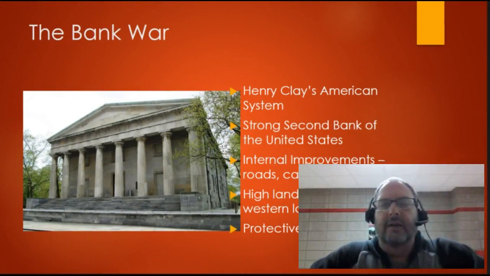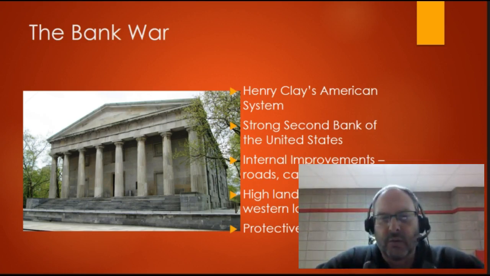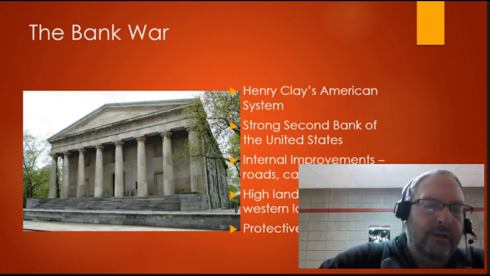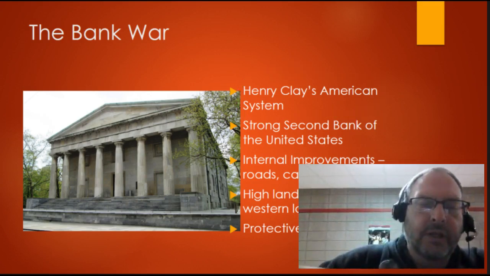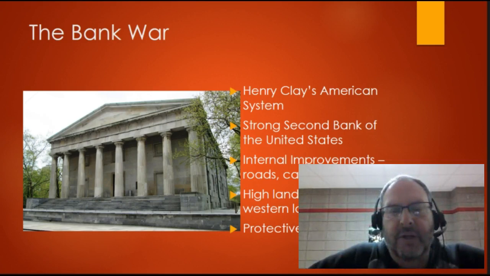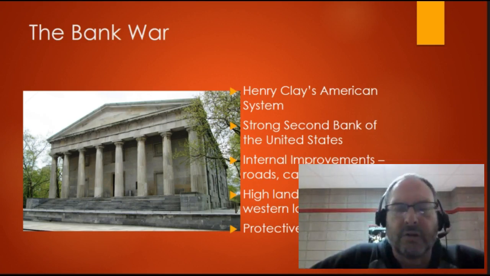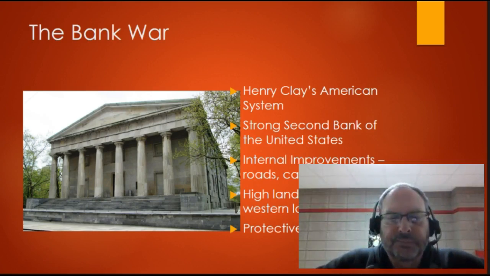So here's what Clay platformed on. Every candidate has a set of beliefs or issues that they think will get them elected president. Henry Clay's was called the American System. And under this American System, he first of all wanted a strong Bank of the United States. He wanted the federal government and state government to pay for internal improvements. And in the 1800s, internal improvements were roads, canals, bridges, and a little bit later on, there are also going to be things like railroads.